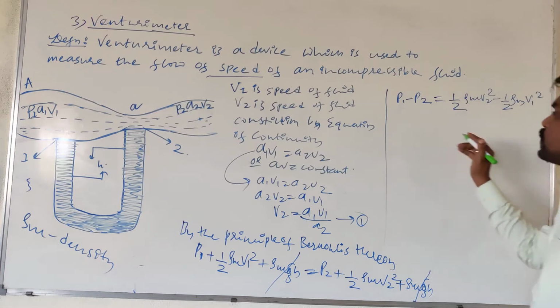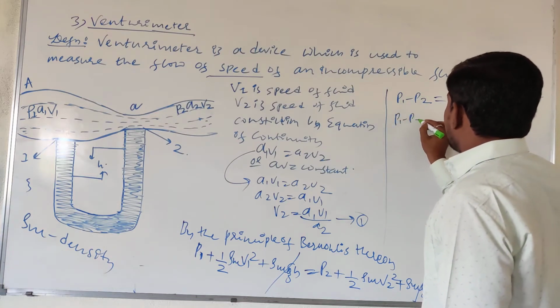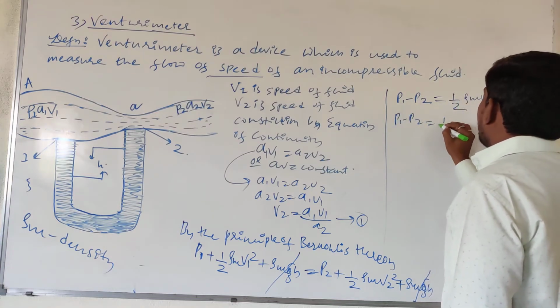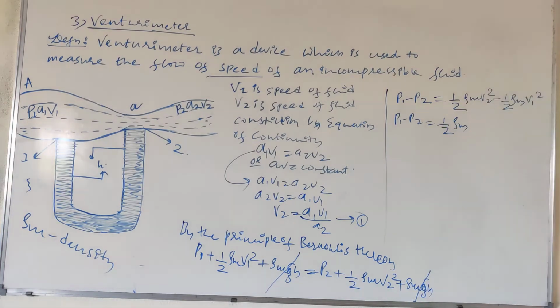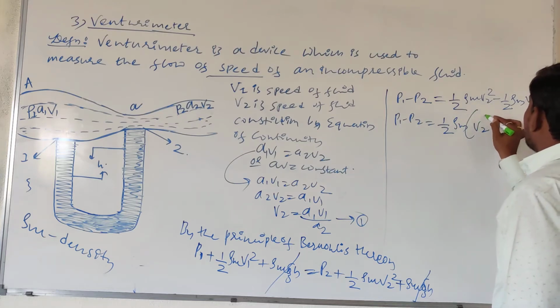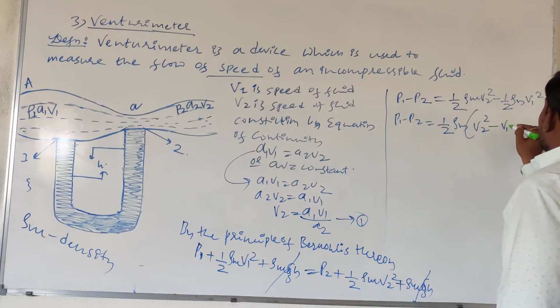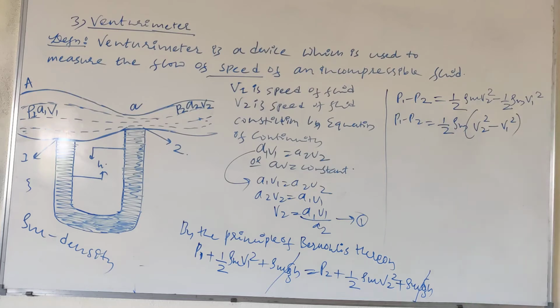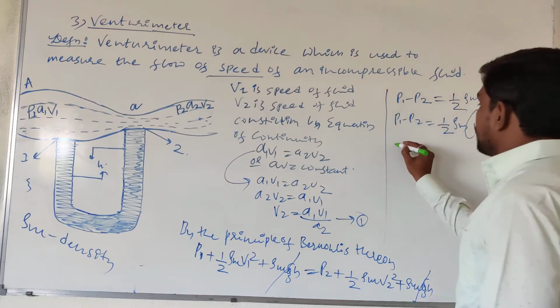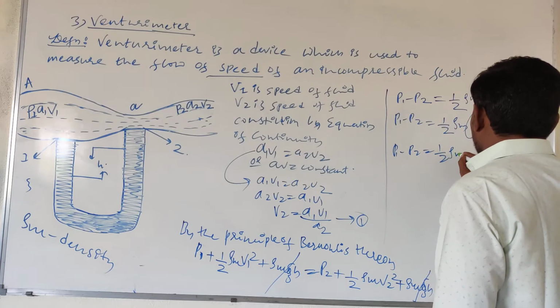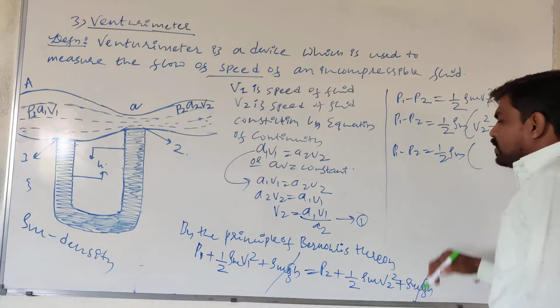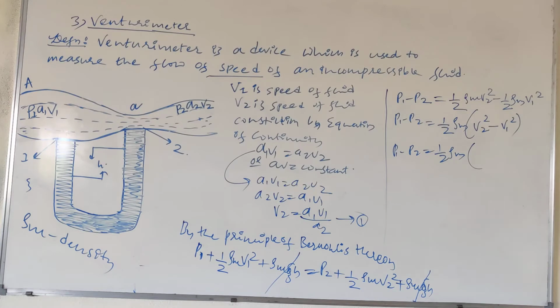So, here once again, P1 minus P2 is equal to 1 by 2 rho m common, so we will get V2 square minus V1 square. So once again, P1 minus P2 is equal to 1 by 2 rho m. So we know the value of V2.